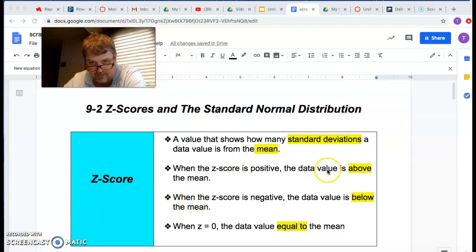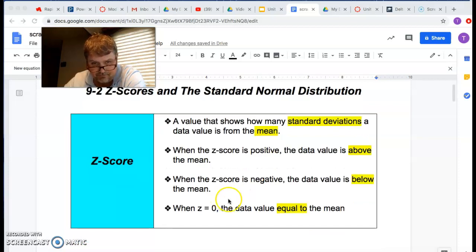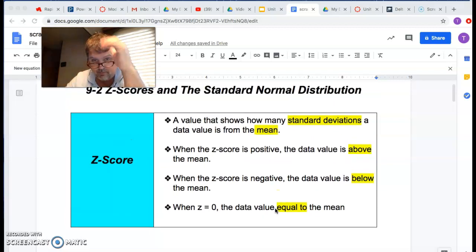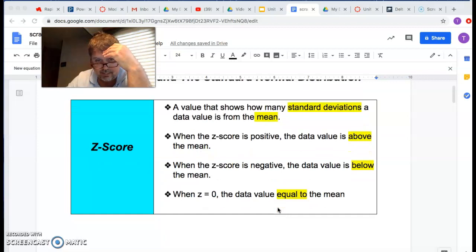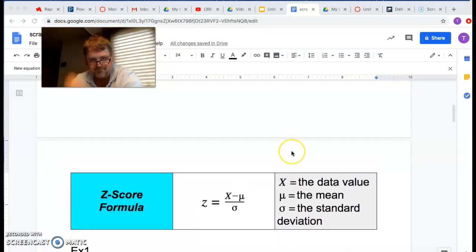When a z-score is positive, the data value is above the mean. That means you're to the right of the mean. And when it's negative, you're below the mean, which means you're to the left. When it's 0, it's equal to the mean. All right, so these are just some basic rules that I've highlighted here for you to write down and take a look at. And right here's the formula for finding a z-score.